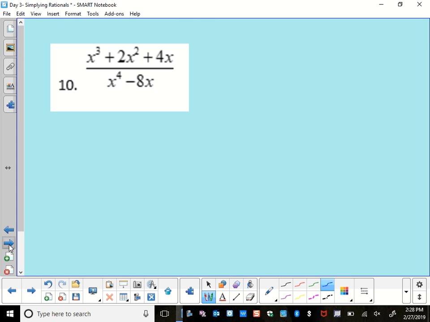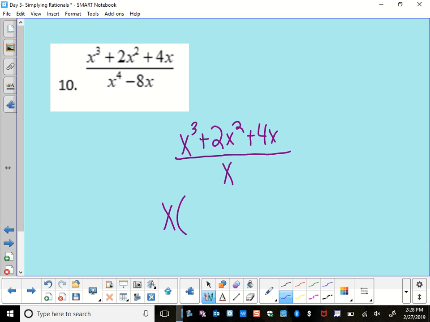Alright, number 10. Number 10 I have x cubed plus 2x squared plus 4x. What is my GCF here for the numerator? Nope. What do they all have in common? They all have an x in common. So let's bring that x out, and then let's divide. I'm left with x squared plus 2x plus 4.